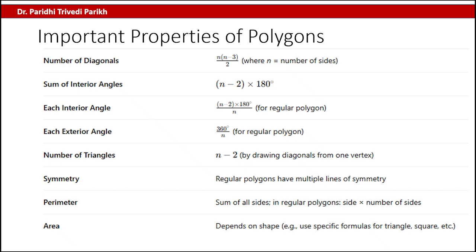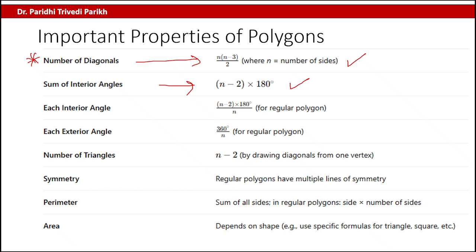Now, important properties of a polygon, extremely important. Please do not forget these formulas. Number of diagonals is n(n-3)/2, where n is the number of sides. Sum of the interior angles is (n-2) times 180 degrees. Each interior angle of a regular polygon is the sum of the interior angles, (n-2) times 180, divided by n.